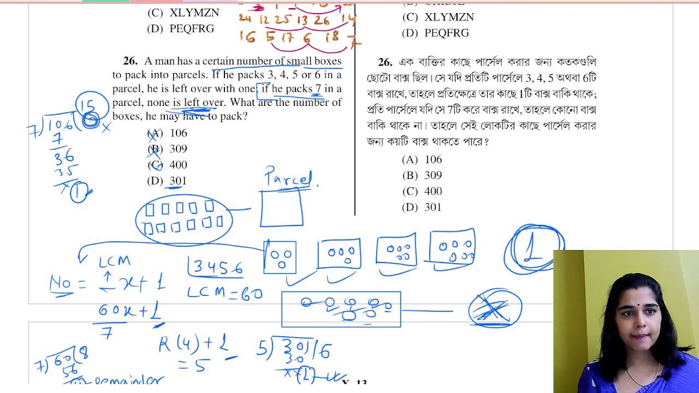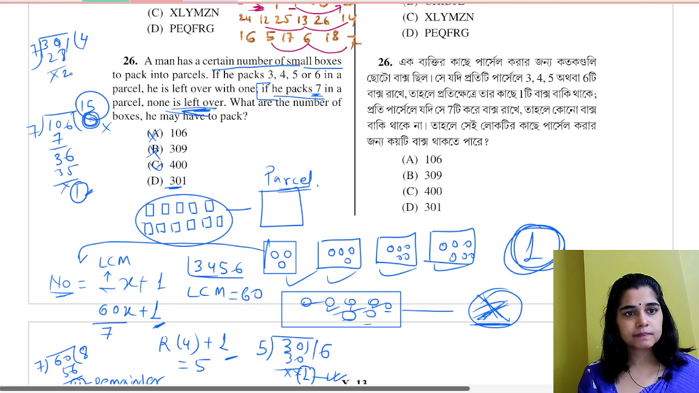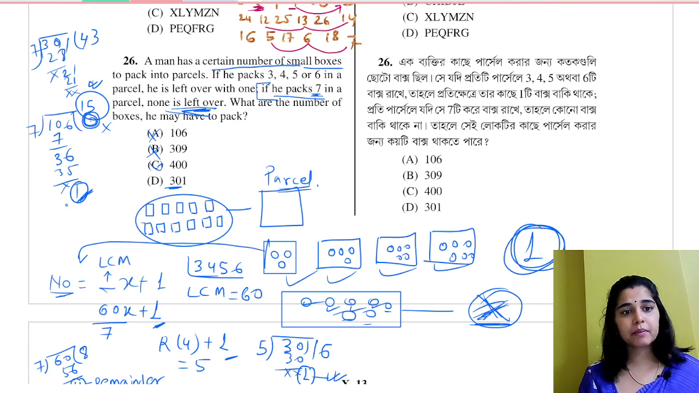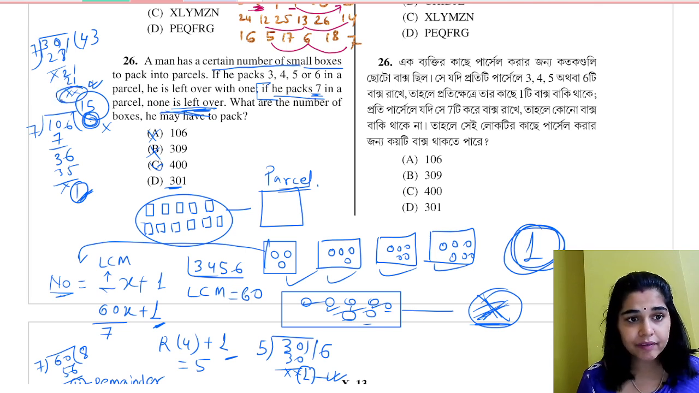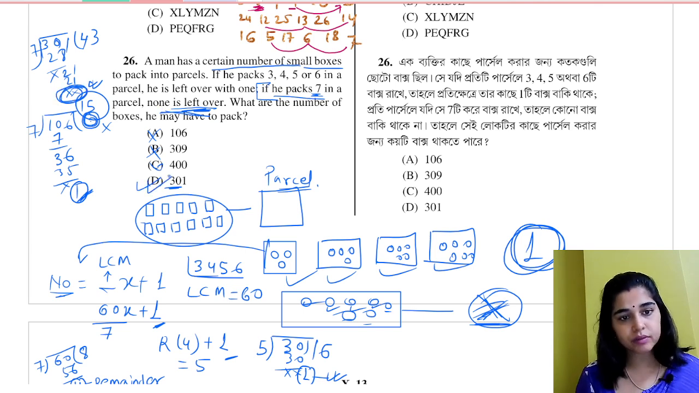Let's see. 301 divided by 7. It's fully divisible. Look, it's fully divisible, so there is nothing left over. So here also nothing is left over. That's why the answer will be this one.